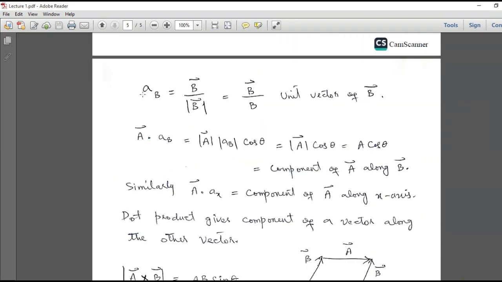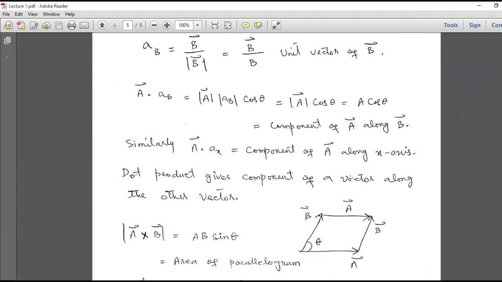Now the unit vector of any vector can be calculated by dividing the vector by its magnitude. So this will give us the unit vector of B. Now if we want to calculate the projection of one vector along the other, then we have to calculate the dot product of this vector with the unit vector of the second vector. So this will give us the magnitude of A times the magnitude of the unit vector multiplied by cos of the angle between them. The unit vector's magnitude is equal to 1, so it will be equal to A cos theta. So A cos theta is actually the projection of A along B, or the component of A along B.